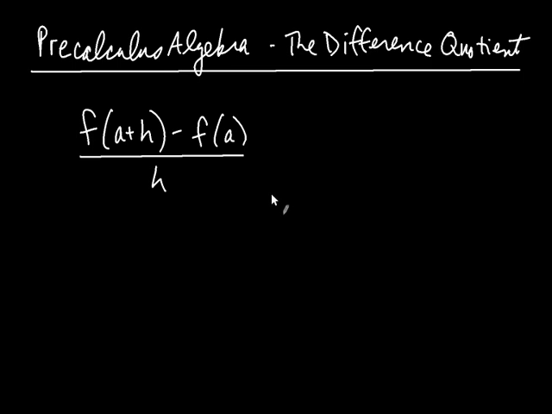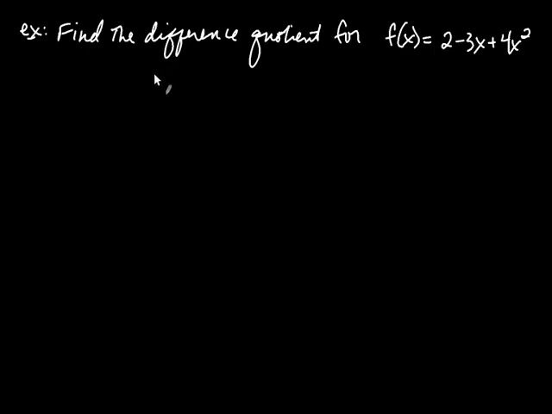And this is really important as it arises in topics like average velocity, and actually is a basis for the derivative in calculus algebraically. All right, let's see how to evaluate this. So let's find the difference quotient for the function f of x equals 2 minus 3x plus 4x squared.